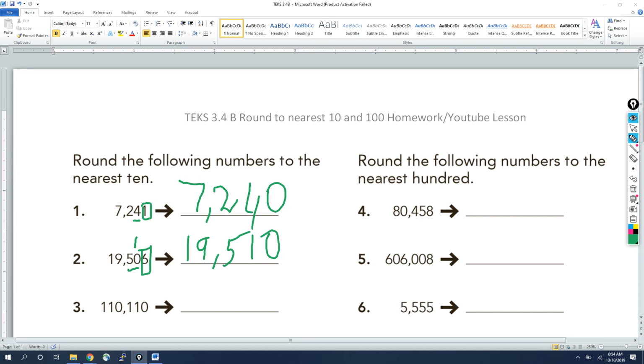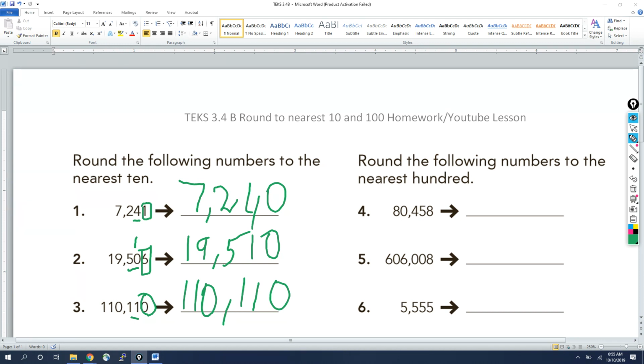110. Underline the 10. Circle the 1 place. Since 1 is a weak number, everything stays the same. So we rewrite 110. Since we didn't do anything with the 10 place, we're going to keep the 1s and everything else becomes a 0. So 110 stays the same when you round it to the nearest 10.